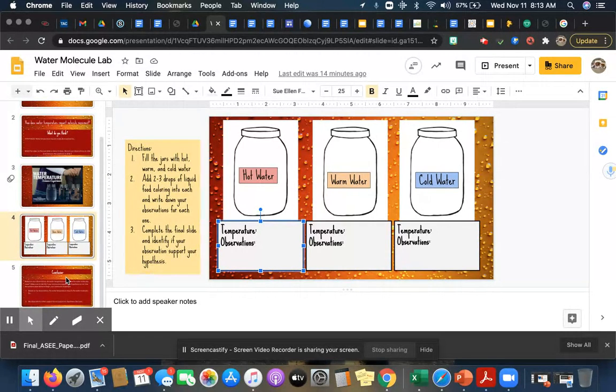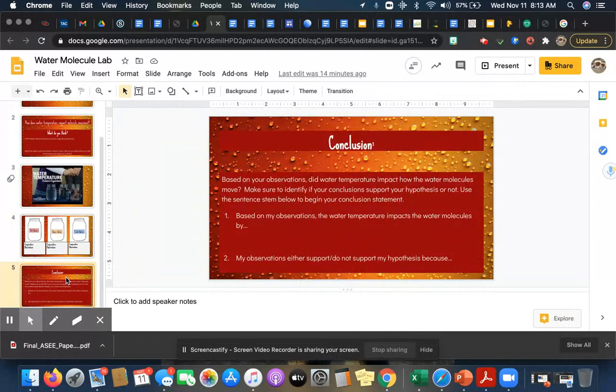Okay, on the next slide is your conclusion. So based on your observations, did the water temperature impact the water molecules and how they move? You're going to complete these 2 conclusion statements. I've given you your sentence stems here. You can finish the sentences based on using your observations to answer your question on slide 3. Okay, this is going to be our water molecule lab.